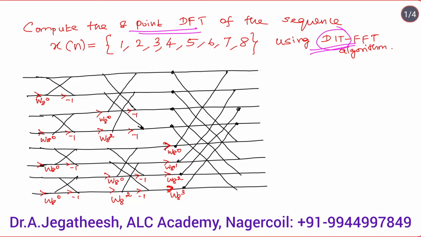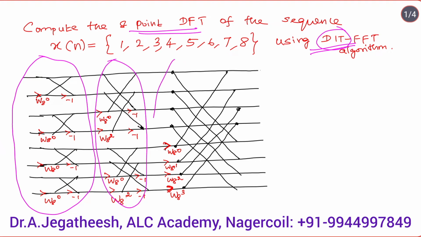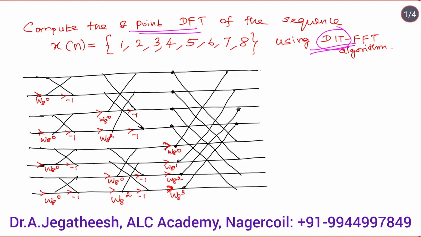This is the expanding butterfly because in the first stage it is like a 2-point, in the second stage it is like a 4-point, but in the third stage it is like an 8-point method. So it is like an expanding butterfly. In this butterfly diagram, in the first stage, for a 2-point, we use only one twiddle factor, that is W8 power 0.